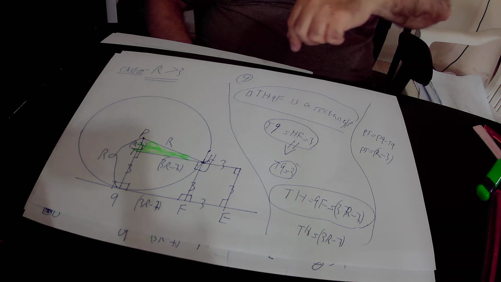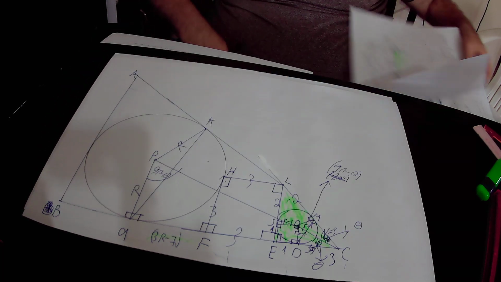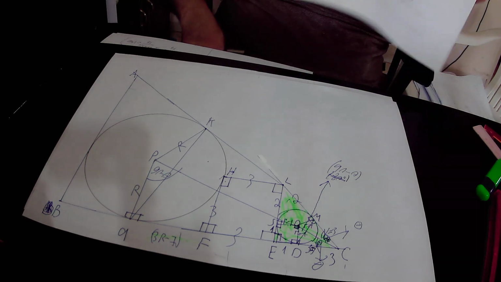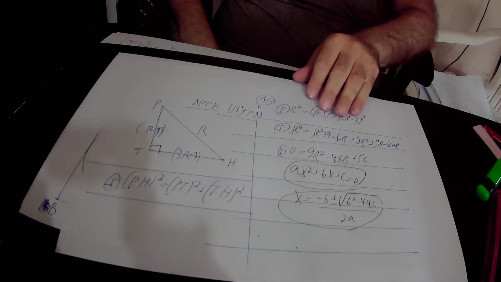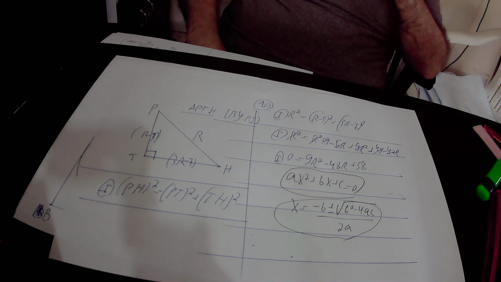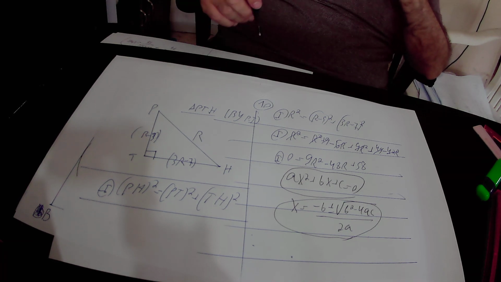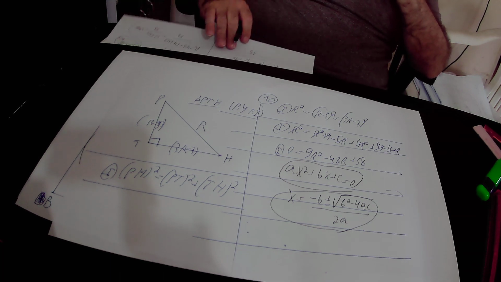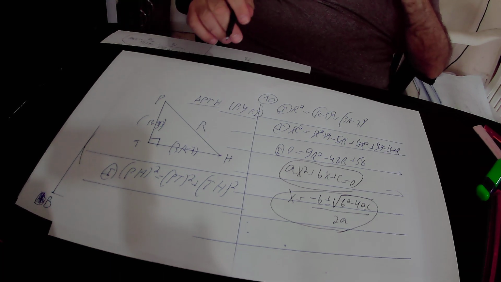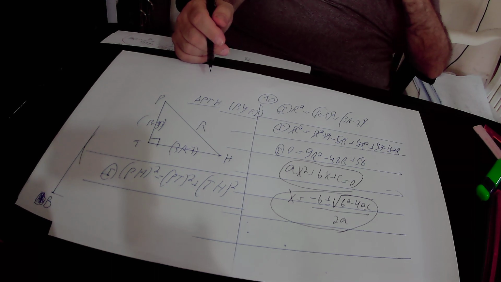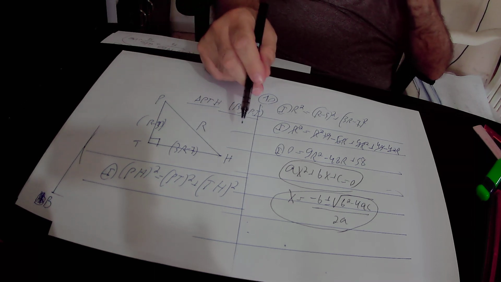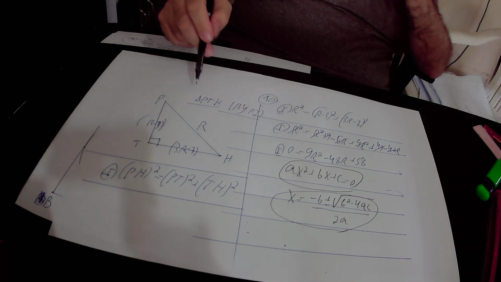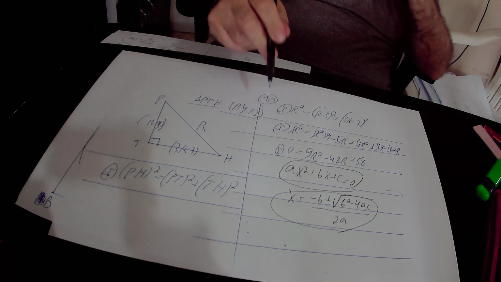right green triangle PTH. So actually, this is the right triangle PTH that I copied from the original drawing. We implemented the Pythagoras theorem. According to the Pythagoras theorem, the square of the hypotenuse equals the sum of the squares of the perpendiculars. That is to say, PH square equals PT square plus TH square.